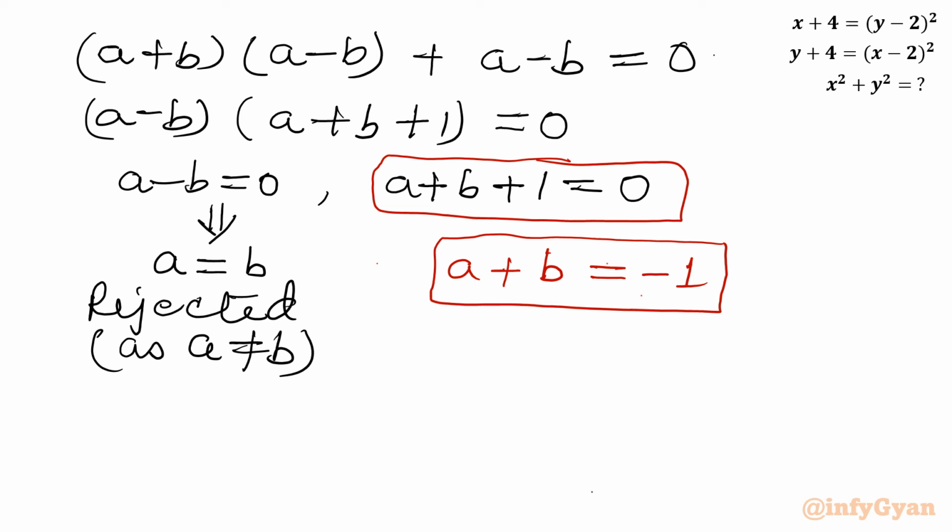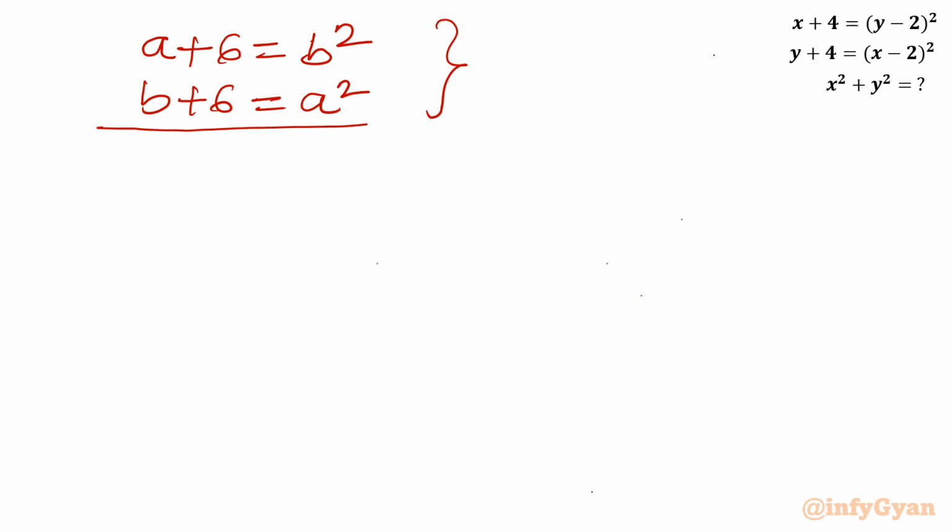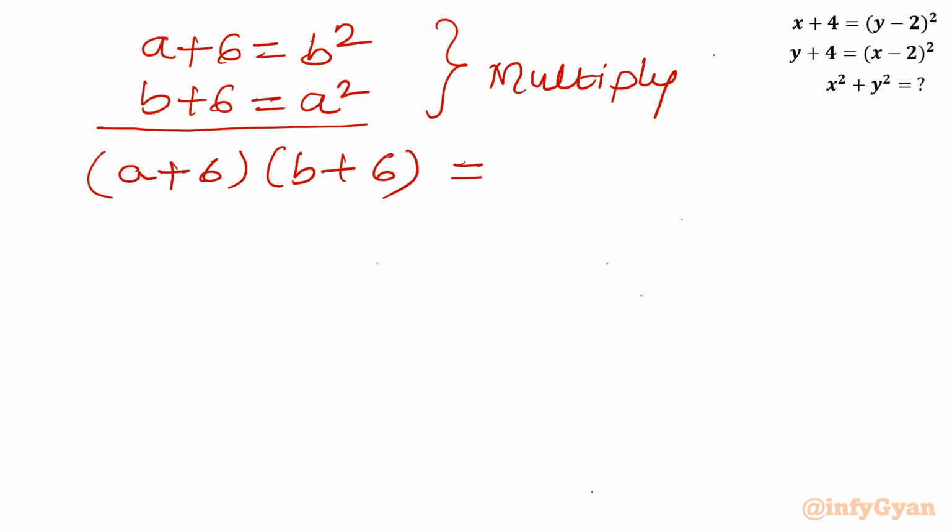Now I will multiply both the equations, equation 1 in variables a and b, equation 2 in variables a and b. Let me write here. So I will write our equations first. The equations were a plus 6 equal to b square and b plus 6 equal to a square. So let's multiply these equations. So I will write (a plus 6) times (b plus 6) on the left hand side, a square b square on the right hand side.